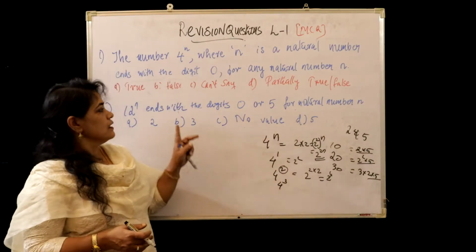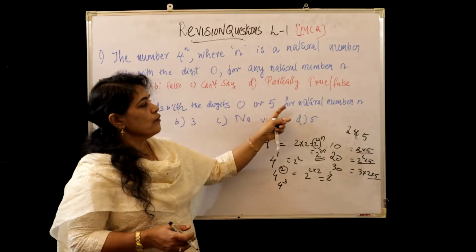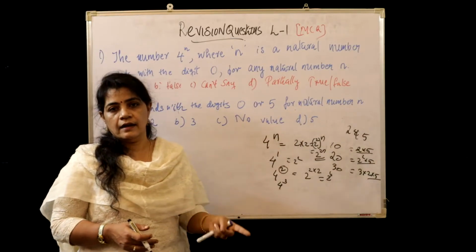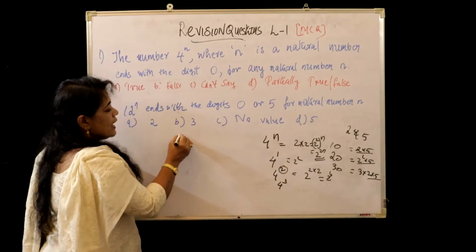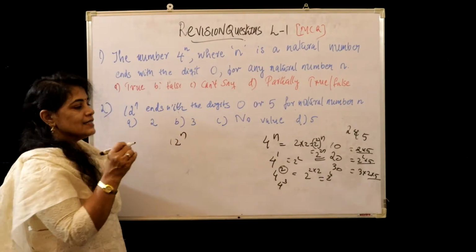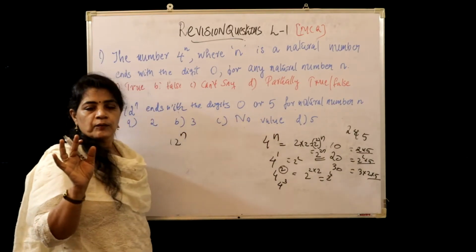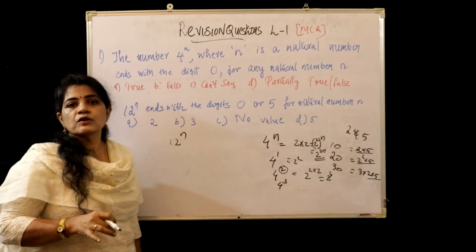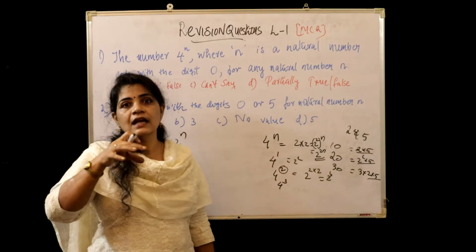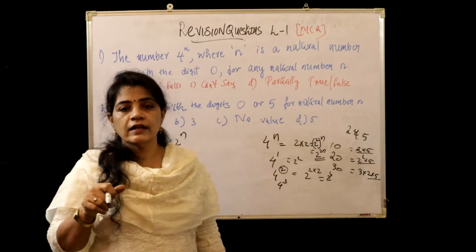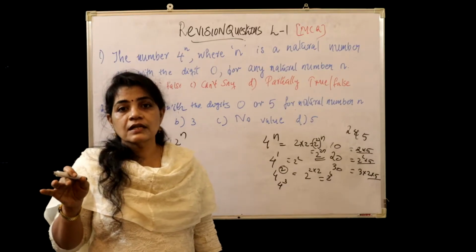Now the second question. 12 raised to n ends with the digit 0 or 5 for a natural number n. For which natural number n does 12 raised to n end with the digit 0? That is, n can take 2 or 3 or no value or 5. So for this question also, do the prime factorization. This is because we are taking the help of the fundamental theorem of arithmetic, that is, the prime factorization of every composite number is unique.